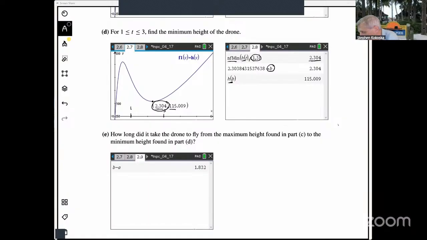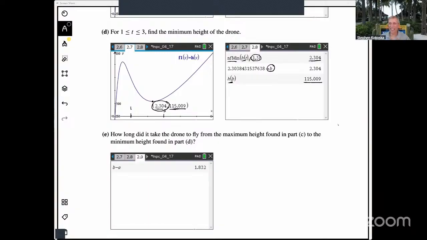I want to evaluate my function H, which I defined way in the beginning, just to make sure. And I did get that same 115.009. Everything seems to agree here. This looks really good. Now, let's put all of this together in part E.